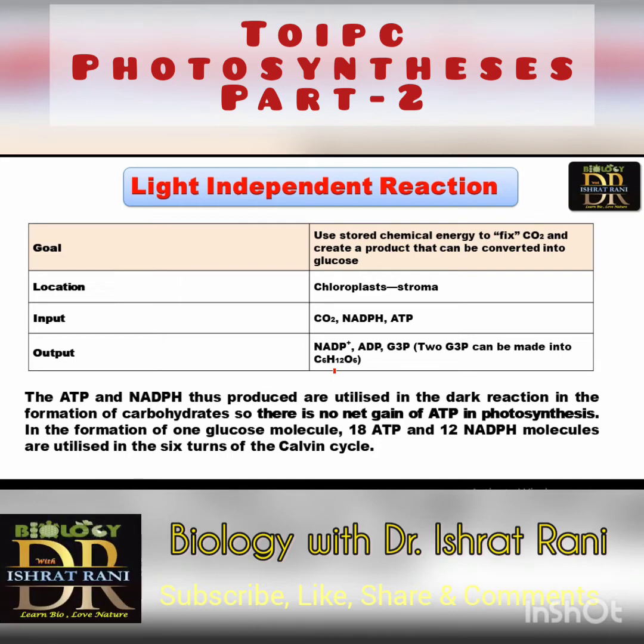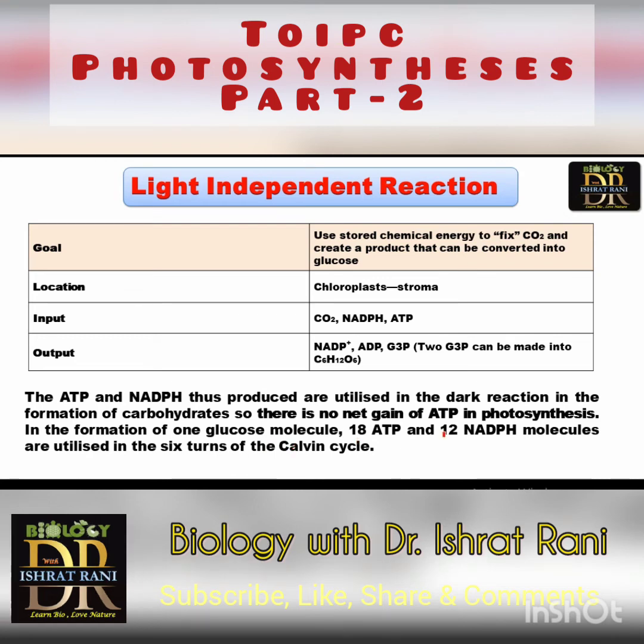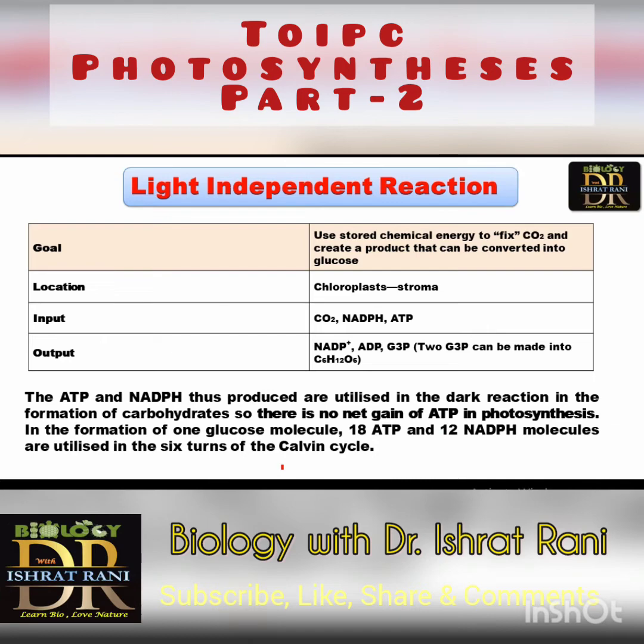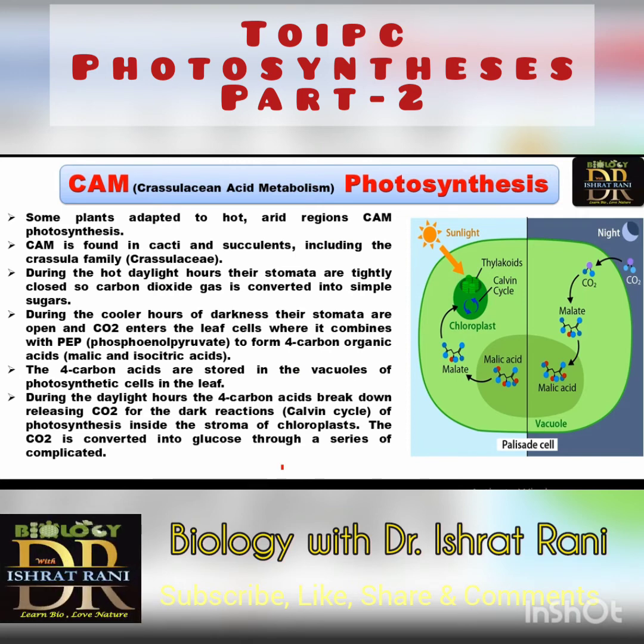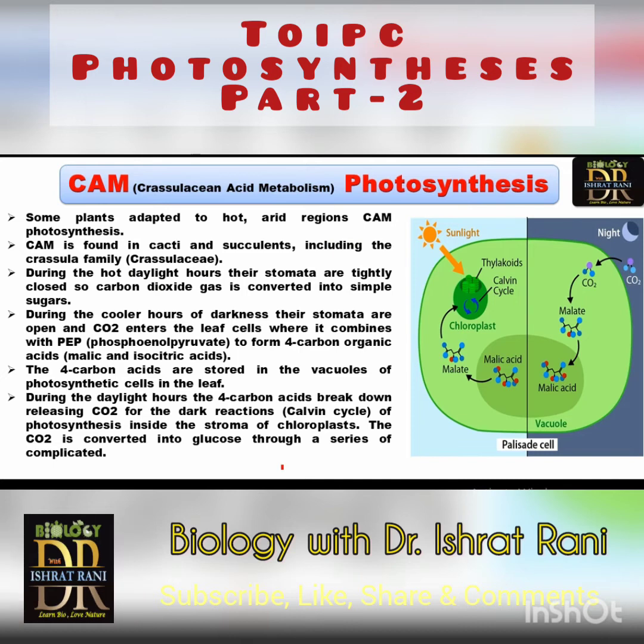So the ATP and NADPH produced are utilized in the dark reaction, or light independent reaction, for the formation of carbohydrate. So there is no net gain of ATP in photosynthesis. In the formation of one molecule of glucose, 18 ATPs and 12 NADPH molecules are utilized in the 6 turns of the Calvin cycle. Along with that, plants use other pathways like CAM and C4.